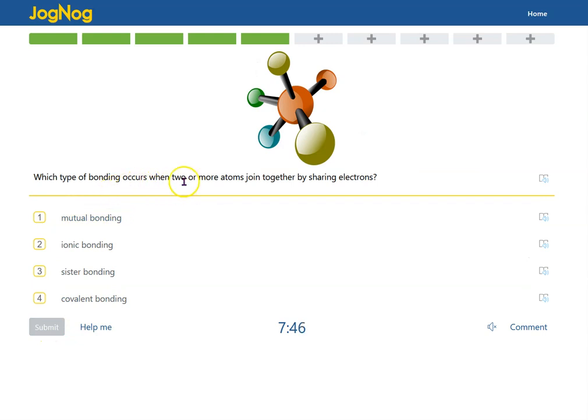Which type of bonding occurs when two or more atoms join together by sharing electrons? We went over this before, but again, when the electrons are flying around and bopping between two atoms, they kind of pull the atoms together, and that's a bond called a covalent bond.